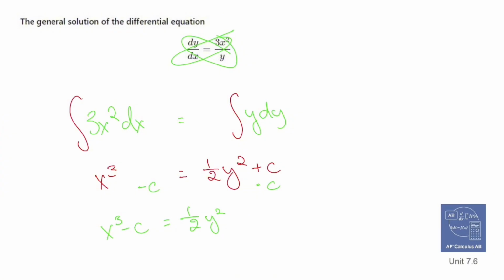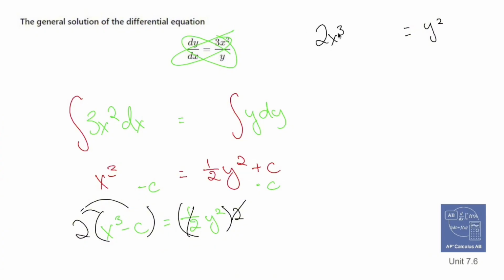To solve for y, we need to multiply both sides by 2. The right side just becomes y squared, easy peasy. If I multiply 2 to x cubed, we get 2x cubed. 2 times negative c changes nothing. In fact, I'm going to keep it as positive c because it's just some arbitrary constant anyway. It doesn't really matter what it ends up being.